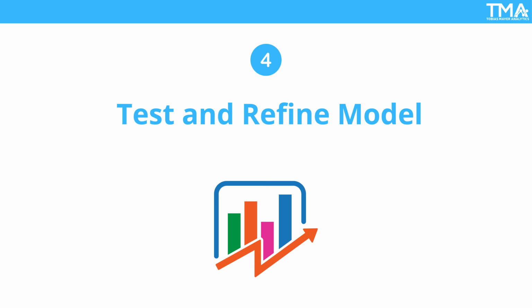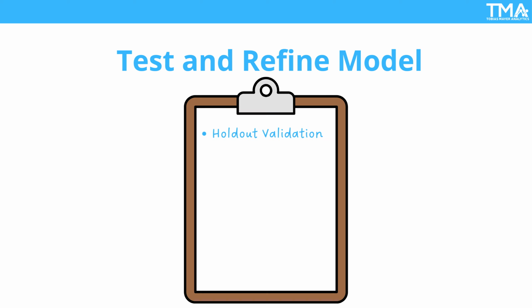Testing and refining churn risk models is an essential step to ensure their accuracy, reliability, and effectiveness in predicting customer churn. Here's a detailed explanation of how to test and refine these models. Holdout validation. Start by splitting your data into training and testing sets. After training your initial model using the training set, assess its performance on the testing set. This step helps you gauge how well the model generalizes to unseen data and allows you to make adjustments if needed.